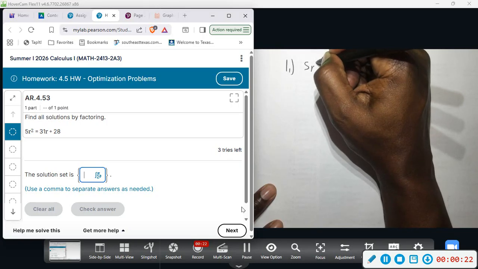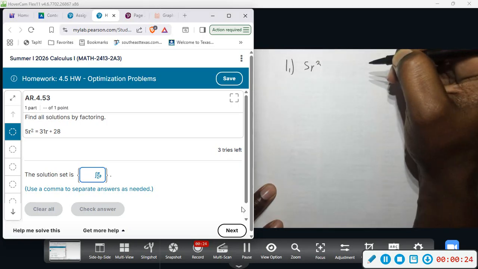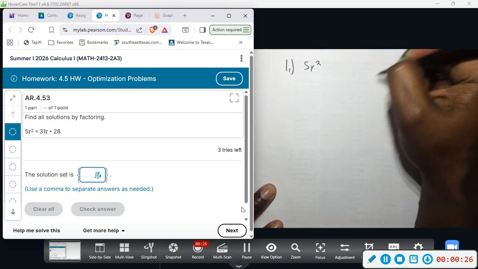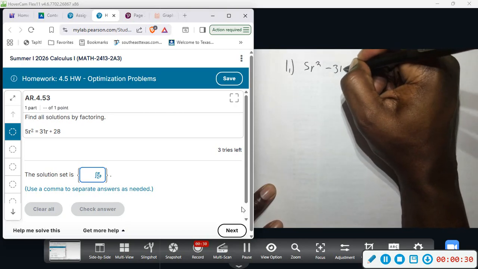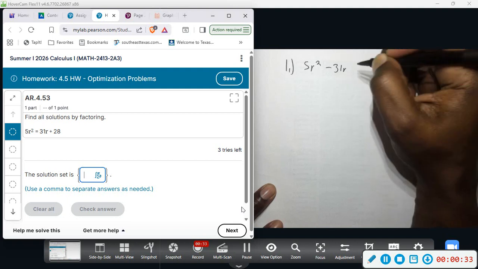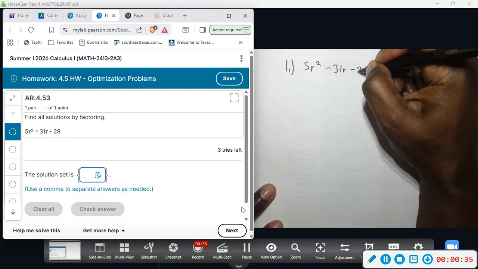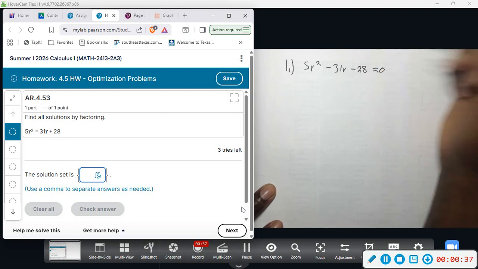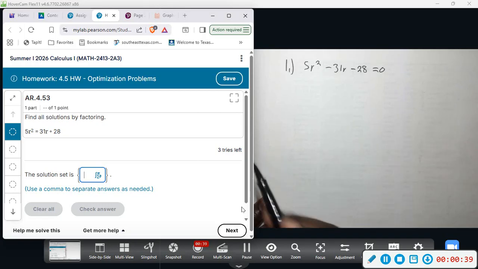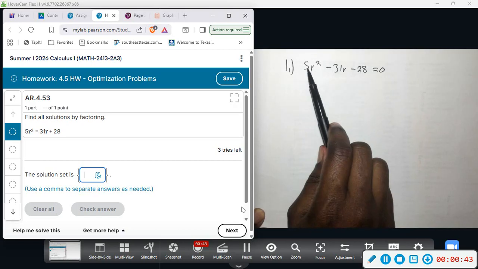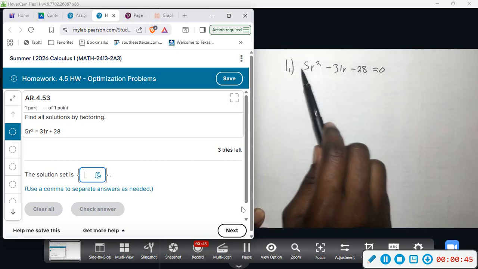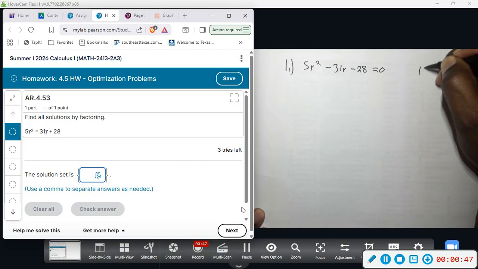5r squared, and then we have our equal sign, so I'm going to subtract to move the 31 over, so this will be a minus 31r, and then subtract the 28 to move it over, so minus 28, and then this will be equal to 0. Alright, so we're going to multiply the first and last numbers, the leading coefficient and the constant term. That will give us 140.